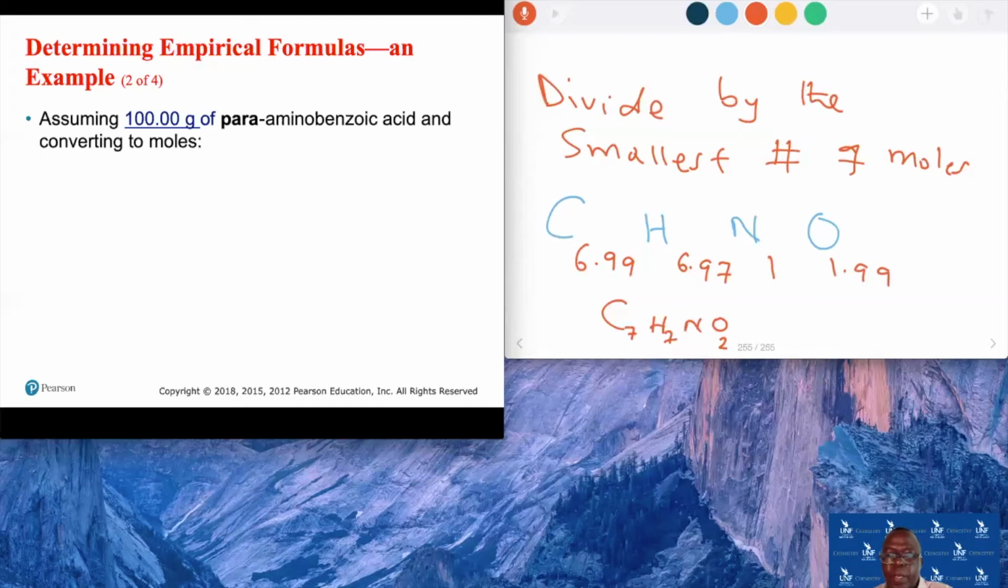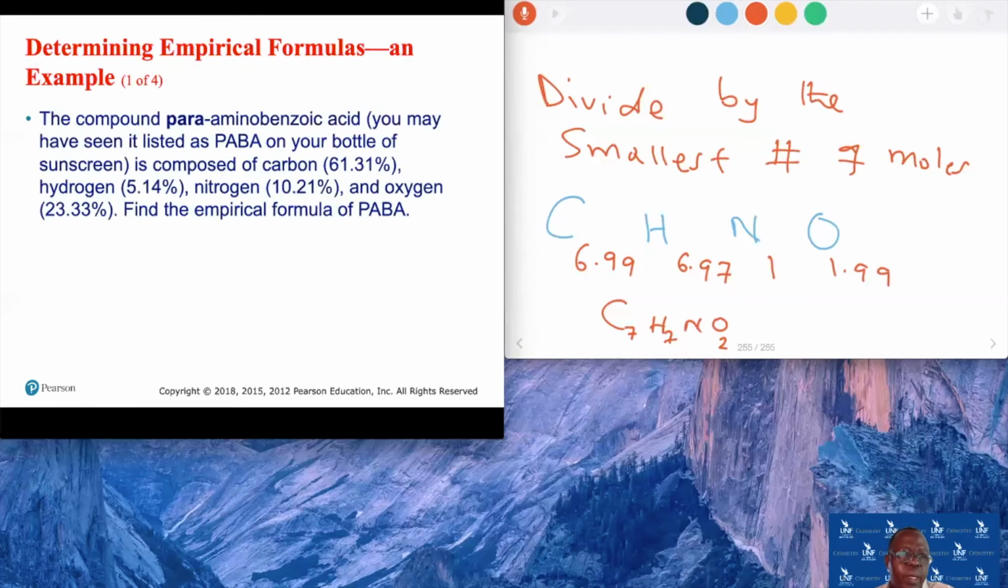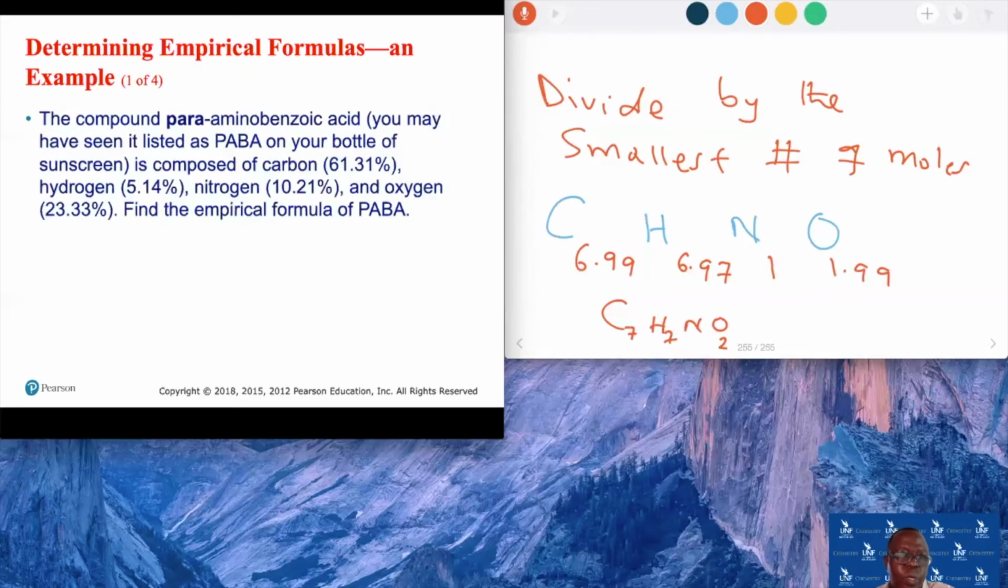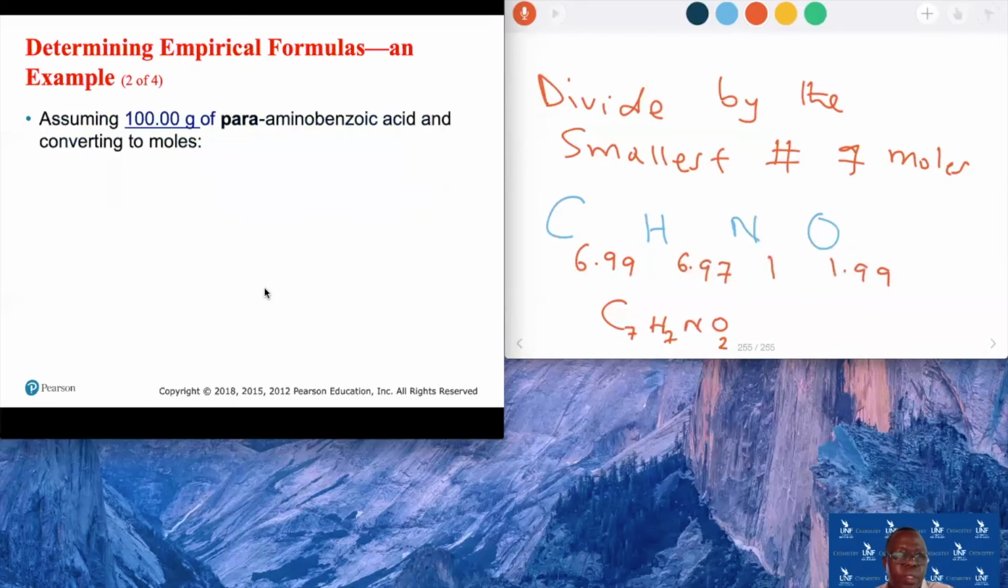So if you are given the mass percent, assume you have those as grams, and then you add them to give you 100%. All right, so that is how I'll do it. That's what we did for the empirical formula for compounds. Similarly, always assume 100% or 100 grams of that.